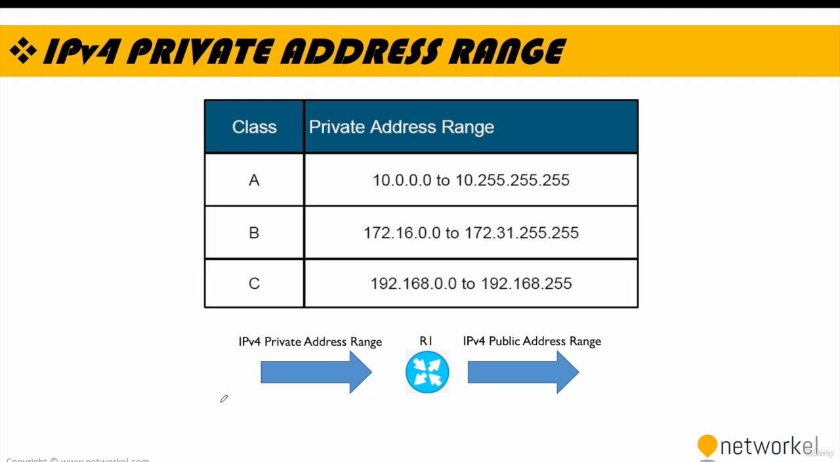Private IP address ranges are class A, class B, and class C. Class A is this range, class B uses this range, and class C uses this range. The only thing you need to memorize about the private IP address ranges is their classes. Also, please make sure not to forget they are not routable on the internet.